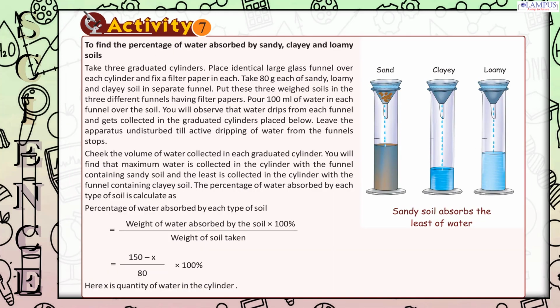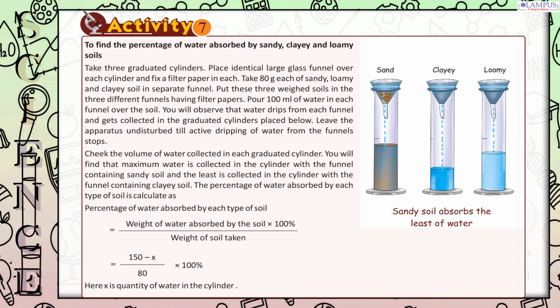Activity 7. Soils. Take 3 graduated cylinders. Place an identical large glass funnel over each cylinder and fix a filter paper in each. Take 80 grams each of sandy, loamy and clay soil. Put these 3 weighed soils in the 3 different funnels having filter papers. Pour 100 milliliters of water in each funnel over the soil.